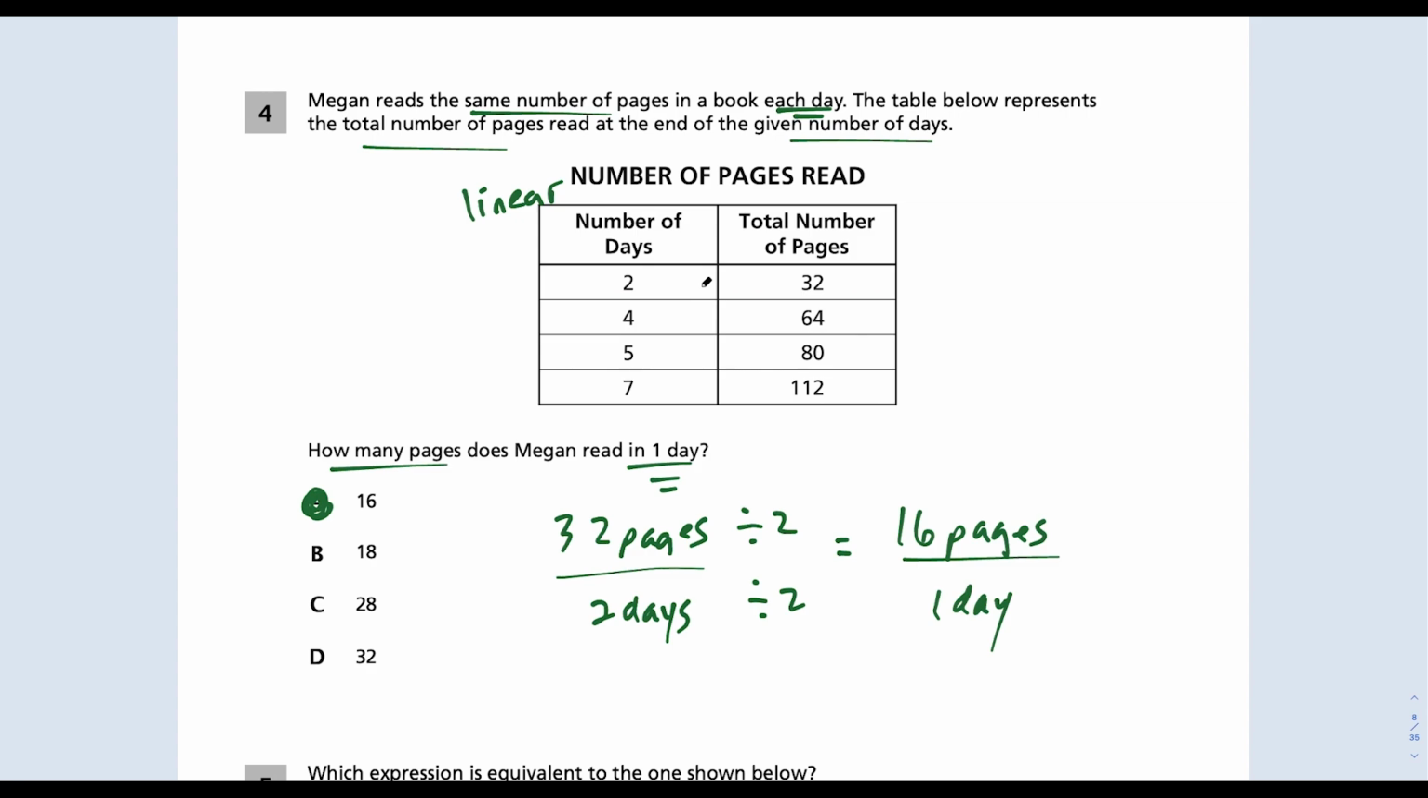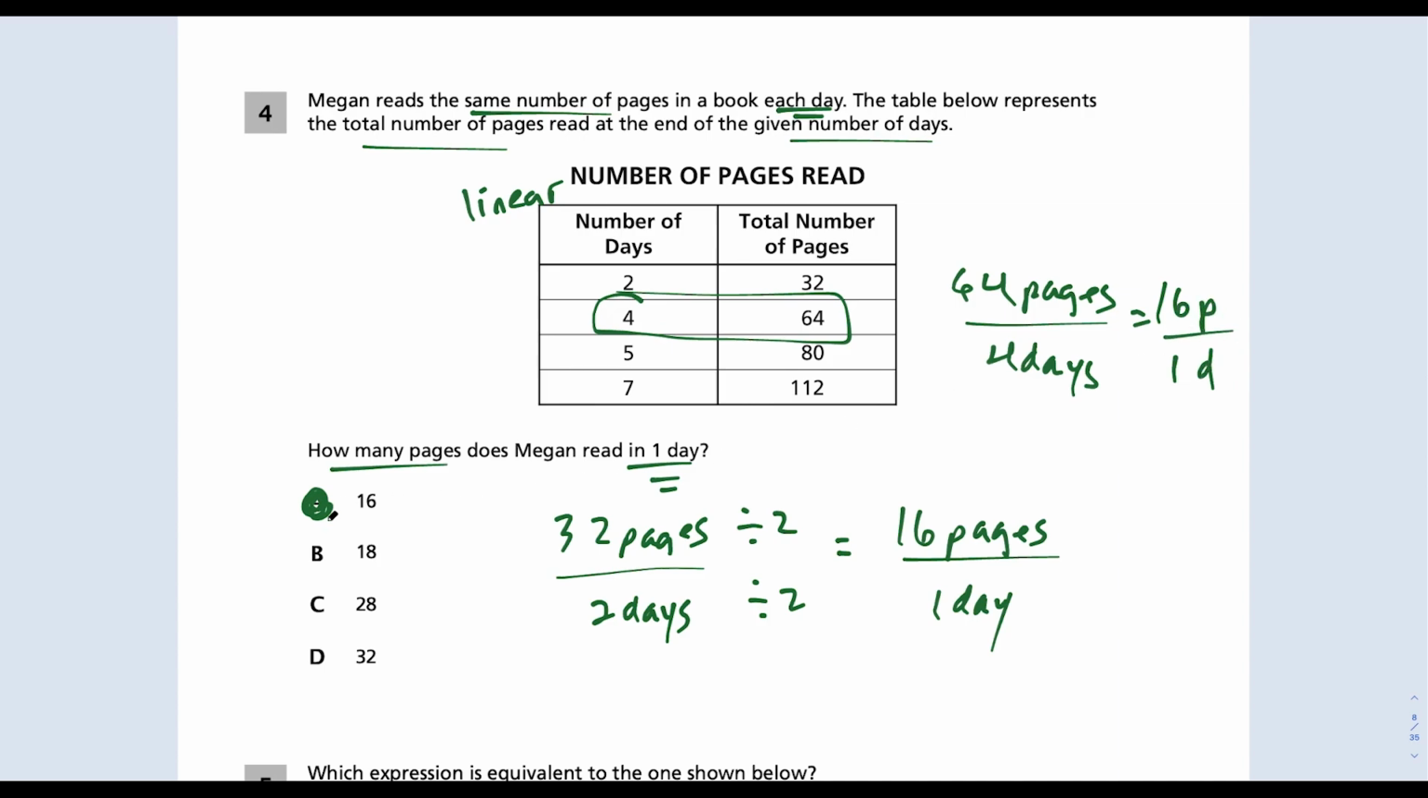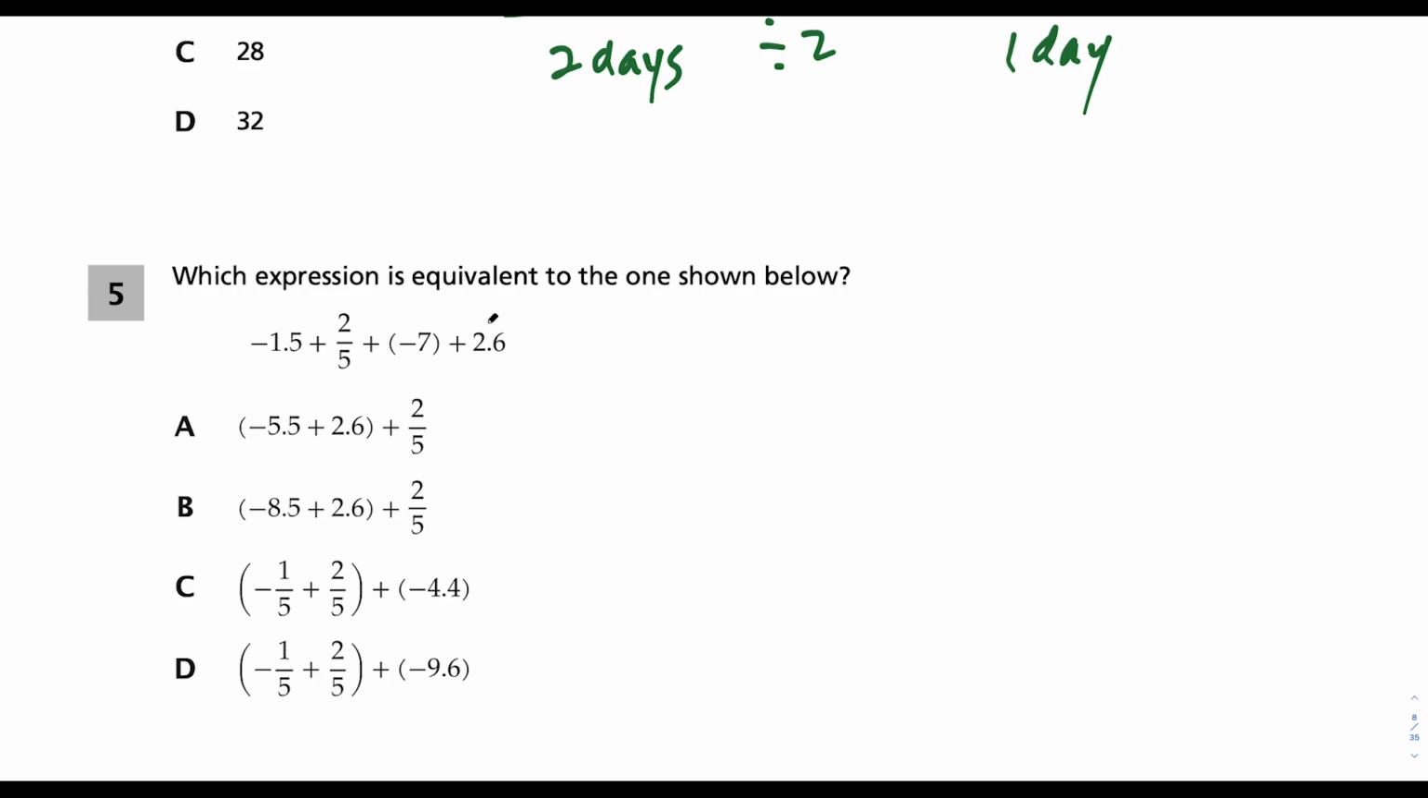Now, look, if you wanted to be really sure here, you could take 64 pages. Like, let's say I take this row, 64 pages in 4 days. And for this one, if you were to divide the top and bottom by 4, you would still get 16 pages for every one day like this. Still getting choice A. Question 5, we want to know which expression is equivalent to the one shown below here.